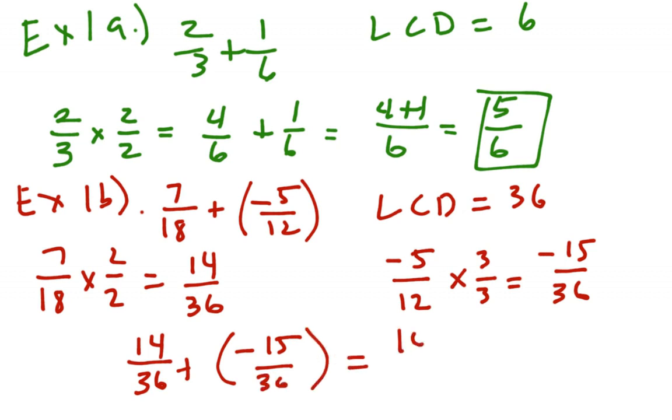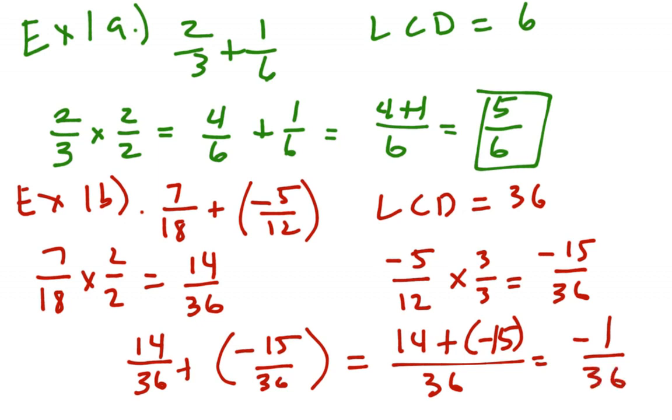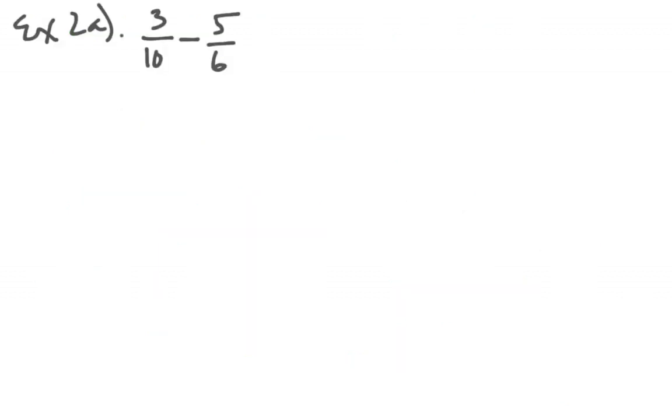So I'm going to add my numerators, 14 plus negative 15, and I'm going to get negative 1/36. Don't have to simplify, that's already in simplified form. Next example. So this is subtraction.